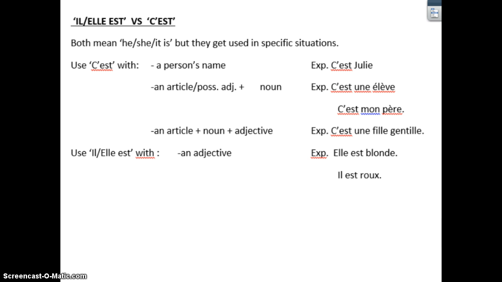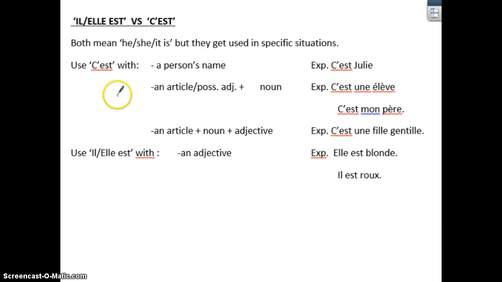Again, there's nothing to compare this to in English because we just say either he is, she is, or it is, but in French they can be used interchangeably depending on the situation. So let's get down to it. You use the word c'est if the words that come right after the word c'est are one of these three situations.